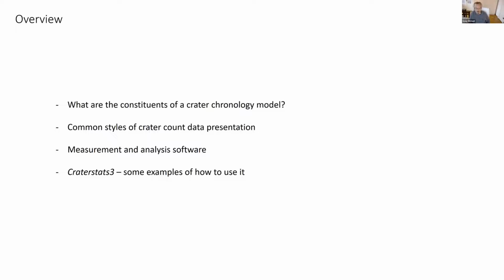And then finally, I will give you a bit of a demonstration of CraterStats 3, which is a recent update of the CraterStats software from last year. It's now an open source project written in Python, and I'll show you a bit how you can use it.